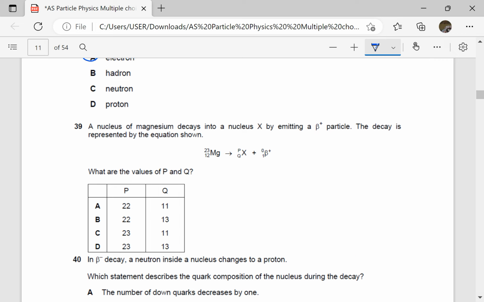So we just balance. Beta plus is not changing the nucleon number, so P must be 23. So we eliminate 22, and we remain with C and D. Then the proton number must reduce, because on the left it is 12, so 12 is going to be equal to Q plus 1, which means Q is going to be equal to 11. So the answer here is going to be C.